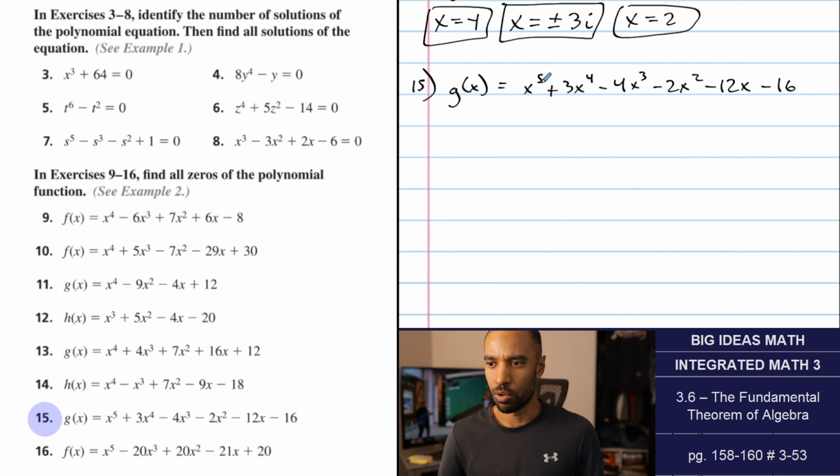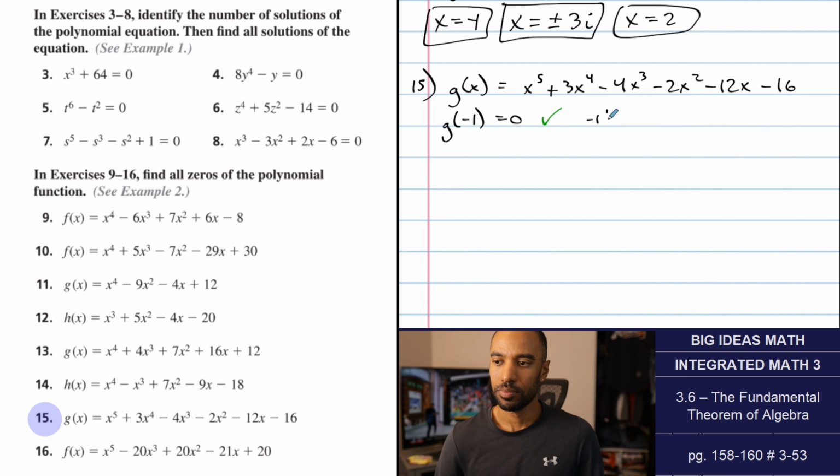Let's try and plug in 1. 1 plus 3 is 4, minus 4 is 0, minus 2 is -2, not quite. -1: -1 plus 3 is 2, plus 4 is 6, minus 2 is 4, plus 12 is 16, minus 16 is 0. It works. All right, I feel proud. -1 works. Here we go, got to fit all these: 1, 3, -4, -2, -12, -16.